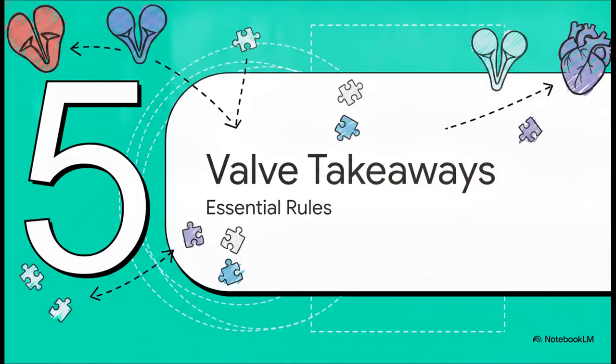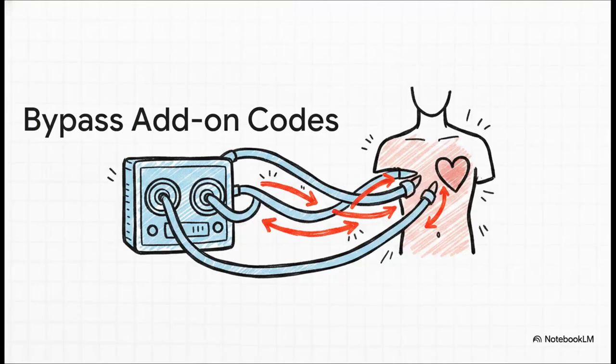Section 5. Essential Valve Coding Takeaways. We've toured all 4 valves, so let's gather all the pieces together for the overarching rules. What happens when a transcatheter procedure goes south, or maybe just requires extra support, and cardiopulmonary bypass is needed? We use specific add-on codes for that. 33367 is for percutaneous peripheral cannulation, 33368 is for open peripheral cannulation, and 33369 is for central cannulation. You just layer these on top of your primary transcatheter valve codes when the heart-lung machine has to step in.